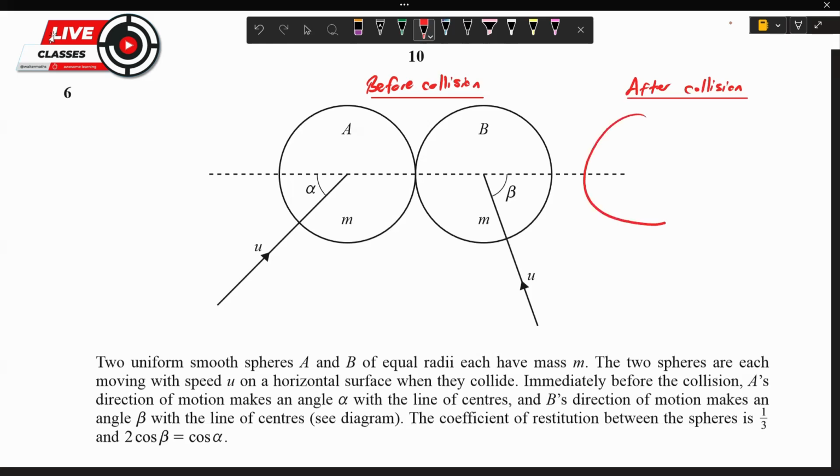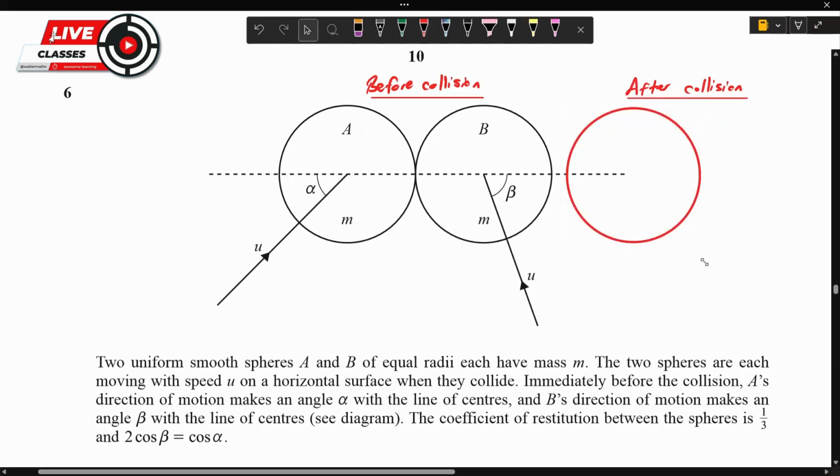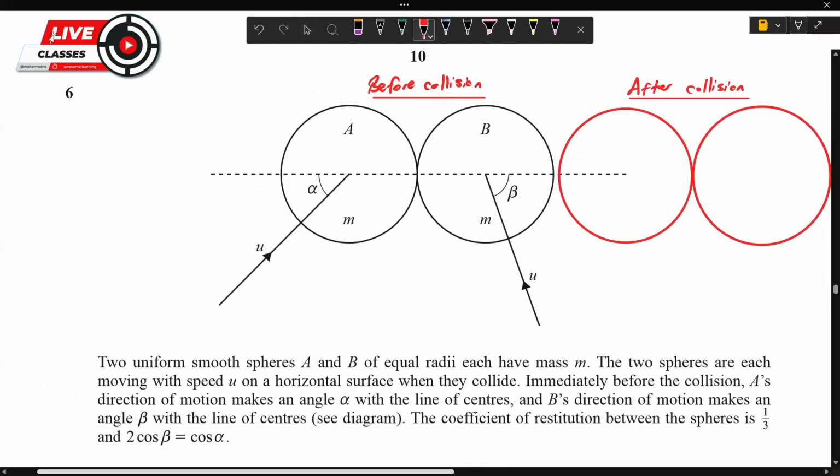All right. So after collision, we're going to have the two spheres. Here is the second sphere. So this is what we have, and I'm going to extend the line of centers like this. This is still particle A, and this is B. And before collision, the component of U that is perpendicular to the line of centers is U sine alpha.